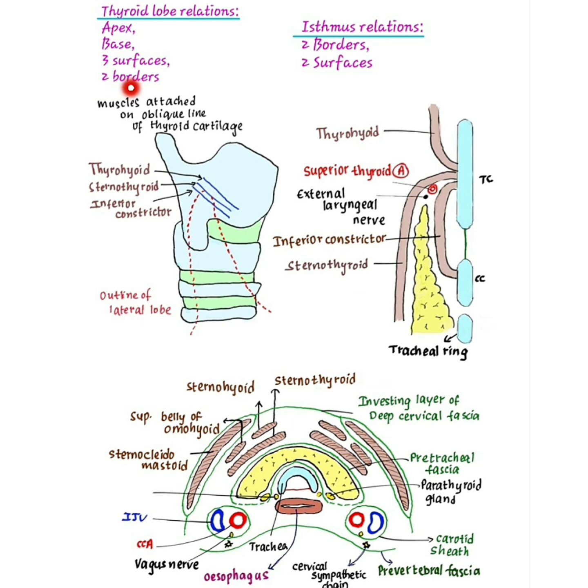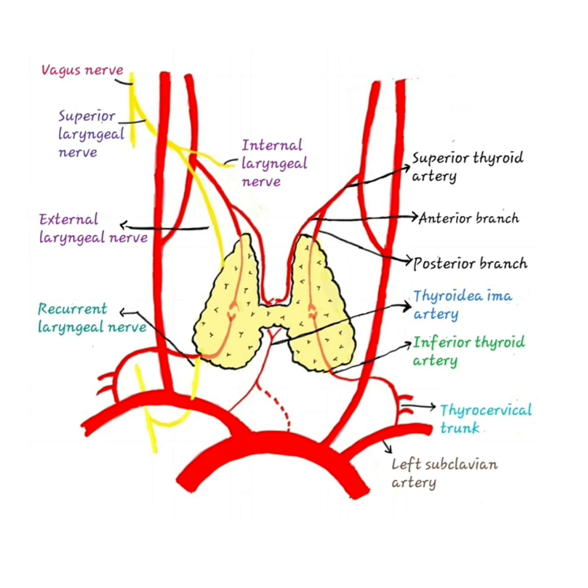Borders, two borders, anterior border and posterior border. Anterior border, it is thin. Anterior border is related to anterior branch of superior thyroid artery. You can see here superior thyroid artery. It gives anterior branch and posterior branch. Anterior branch of superior thyroid artery is related to anterior border of thyroid lobe.